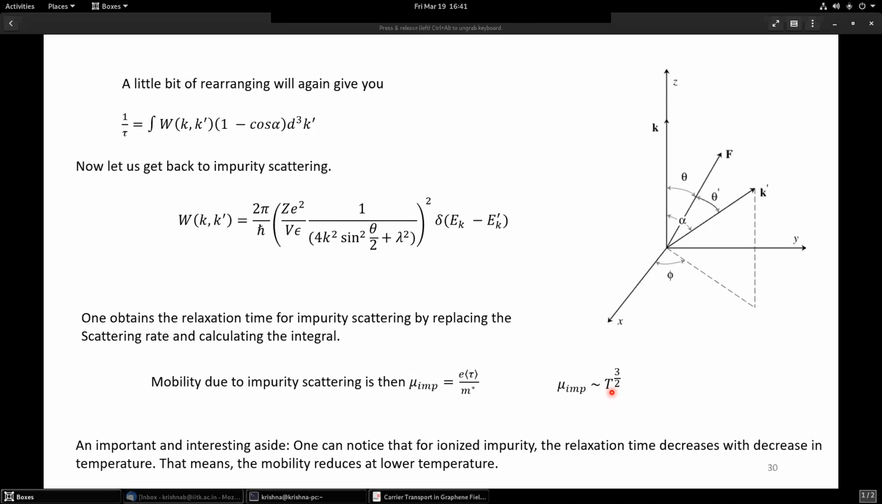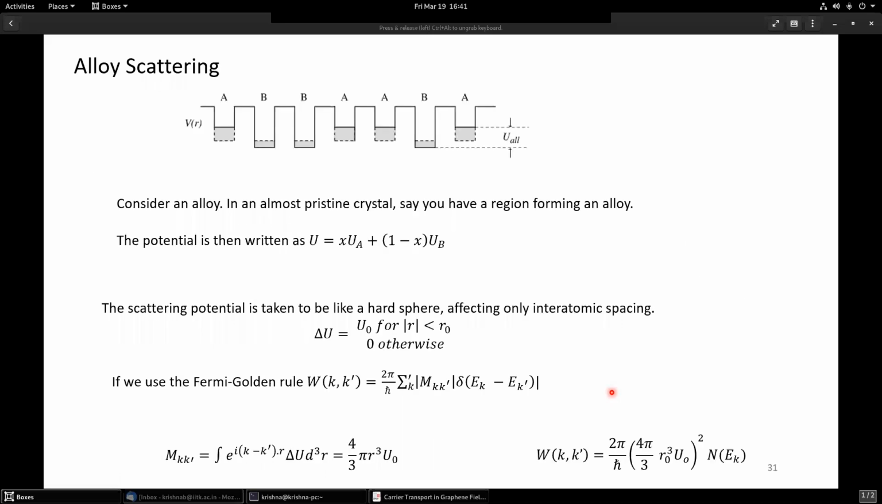Now that we have seen impurity scattering in a little bit of detail, I will quickly run through some of the other examples. So you can have scattering from an alloy. Let's say you have an alloy of two materials A and B. Each lattice point can have a random probability of being occupied by A or B. And let's say that A and B have different ionic potentials. The total potential can be written as x UA plus 1 minus x UB. Here x is the alloy concentration, in the sense we have A x B 1 minus x kind of an alloy.